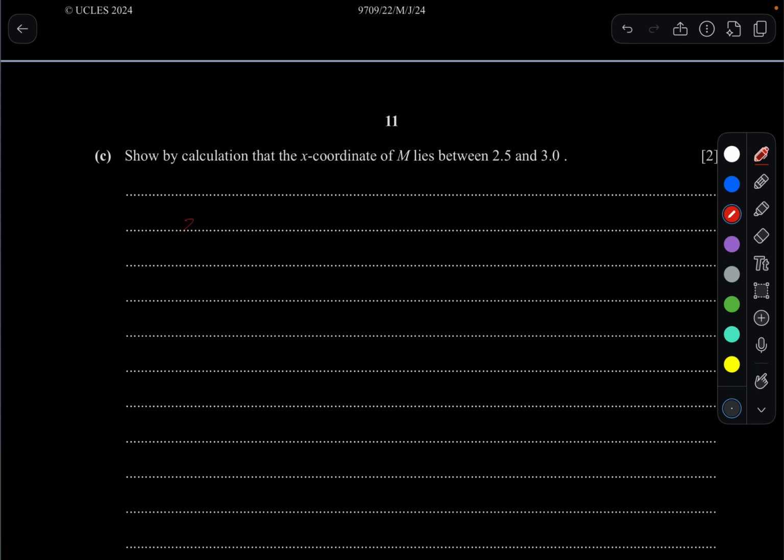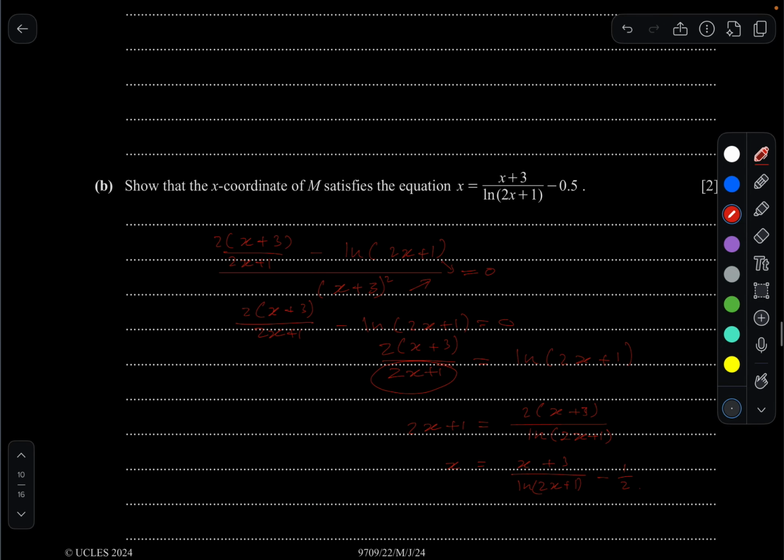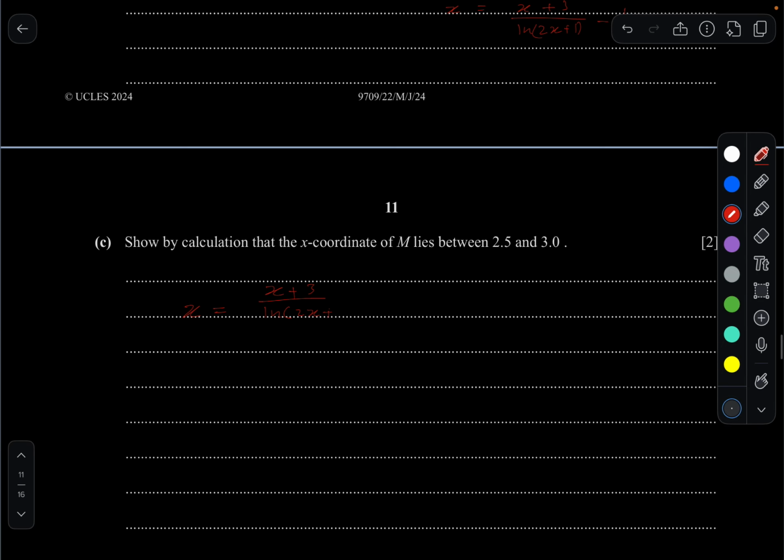And then they say, show by calculation that the x-coordinate of M lies between those two values. So, okay, you have x equals x plus 3 divided by ln of 2x plus 1, minus 1 over 2. If you couldn't get there, this is still a free mark question.